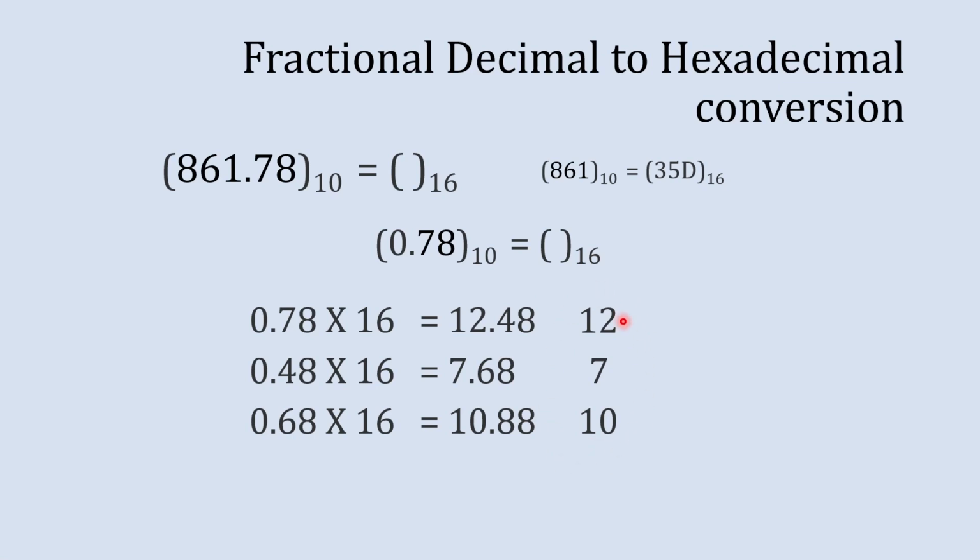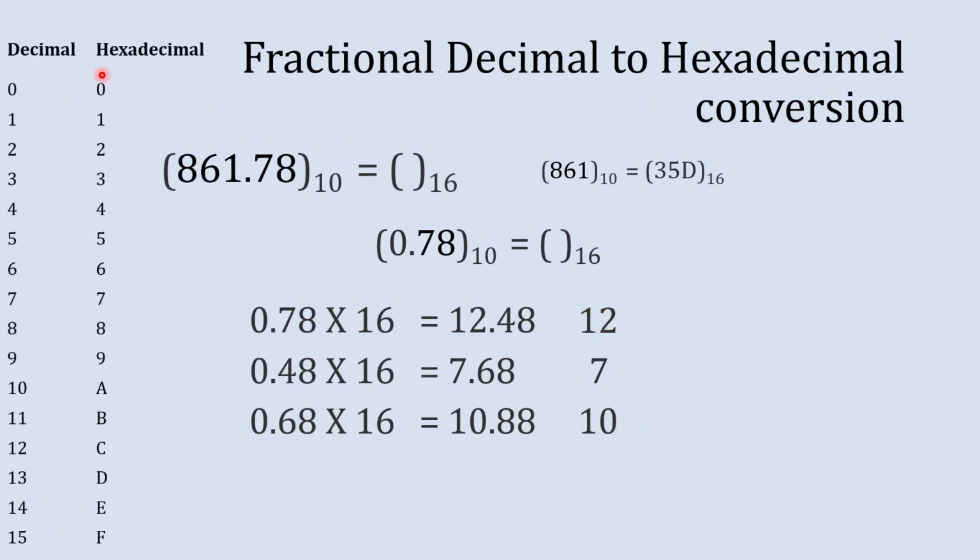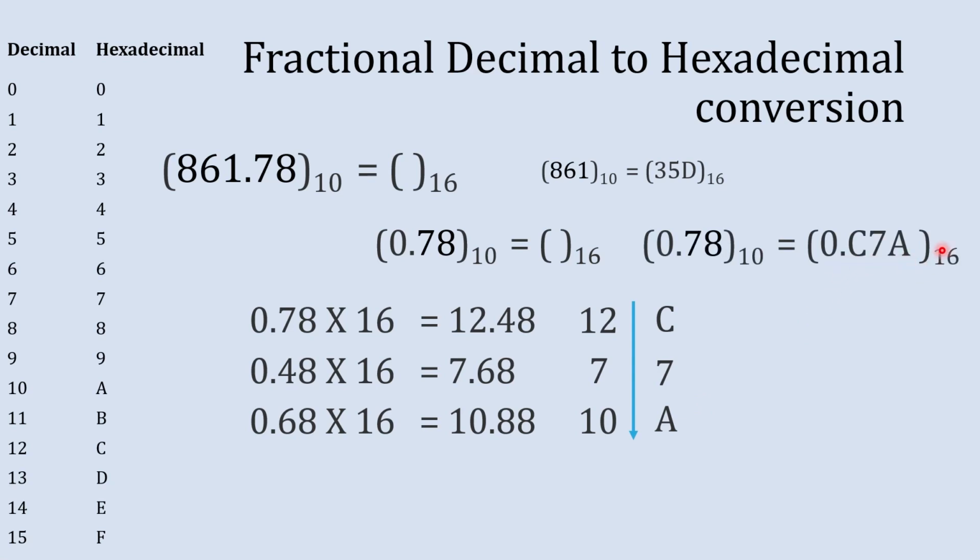Now we are going to combine these numbers to write the hexadecimal equivalent to this decimal number, but before that we are going to write the hexadecimal equivalent to this 12 and 10. And for that we are going to use this table. What is the hexadecimal equivalent to decimal 12? That is C. So we'll write C over here. What is 7's equivalent? That is 7. And what is 10's equivalent? That is A. And now we are going to combine these numbers to form a hexadecimal number. For the fractional number part we are going to write it in a top to bottom manner. So 0.C7A is the hexadecimal equivalent to this 0.78 decimal number.